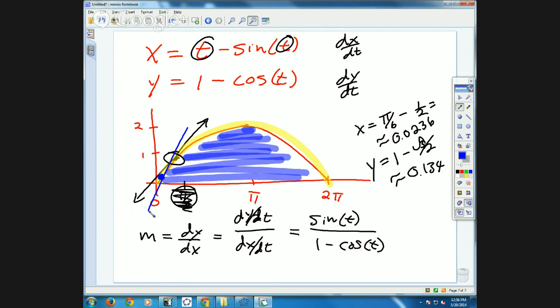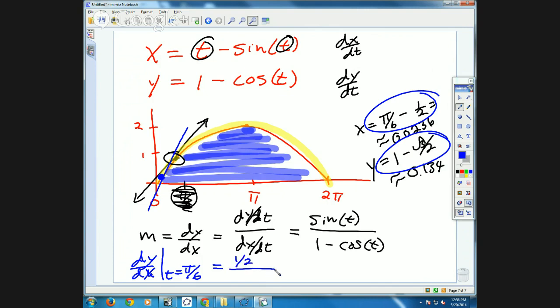So the good thing is I know the x value of that point, and I know the y value of that point exactly and approximately. Now we need to know the slope at that point. But we have a formula for that, don't we? We can take our derivative, dy/dx, and evaluate it when t is equal to pi over 6. And so that's going to give me the sine of pi over 6, which is 1/2, divided by 1 minus the cosine of pi over 6, which is 1 minus the square root of 3 over 2.